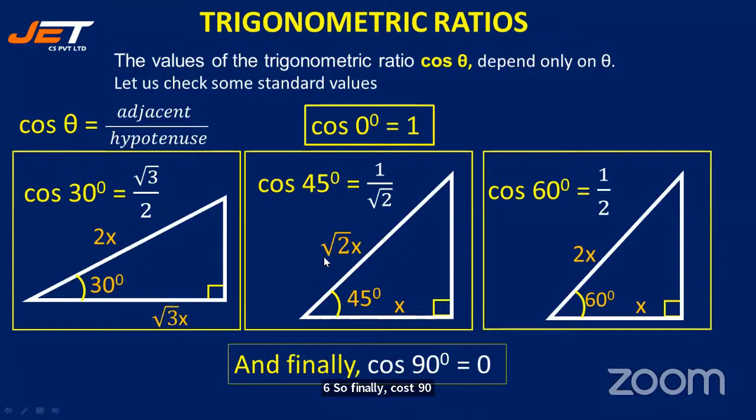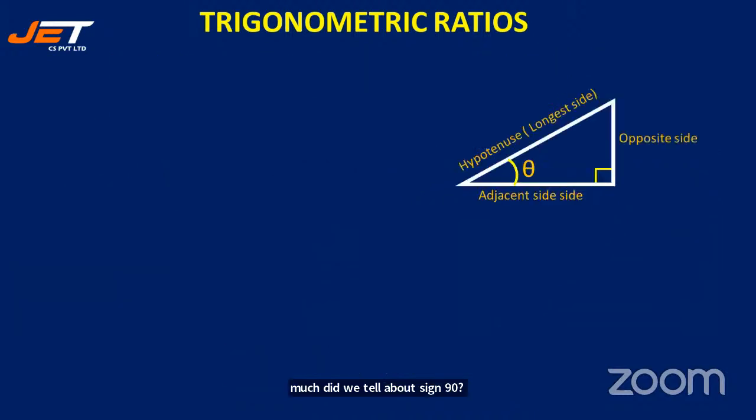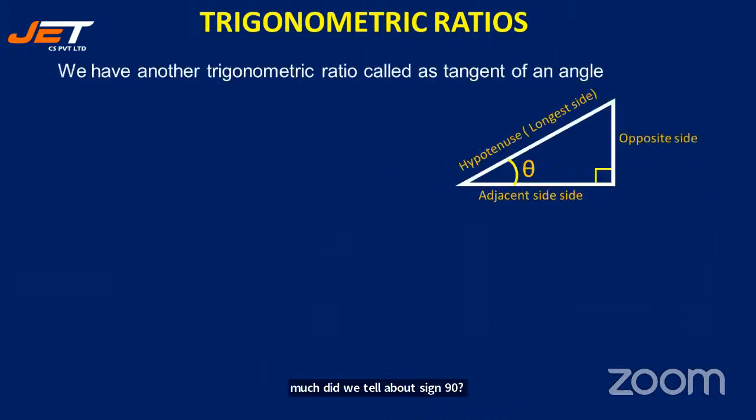All right, students. How much did we say about sine 90? Sine 90 is 1. Now, tan theta.